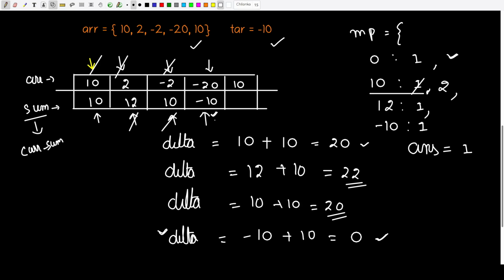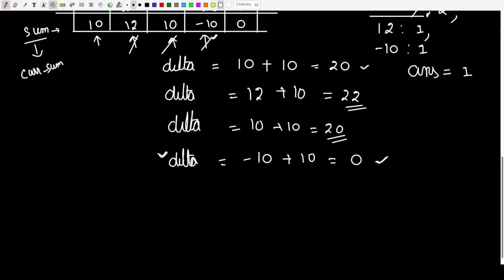Now let us move forward. Next element is 10. So the sum of the elements will become equal to 0. Then let us compute our delta. So delta will be equal to 0 plus 10. So delta becomes equal to 10.